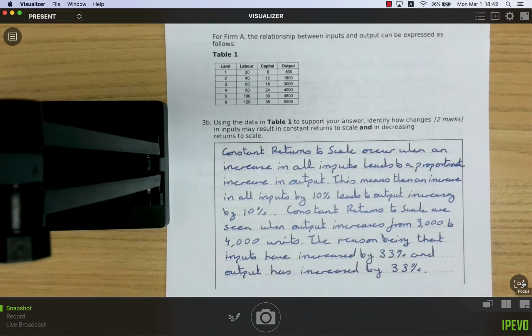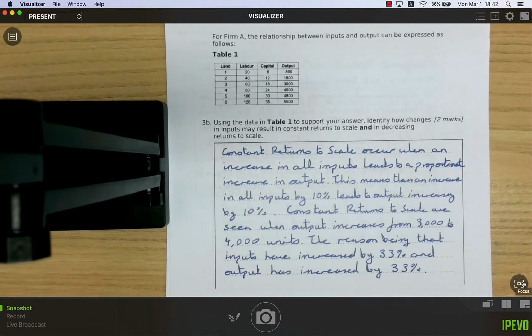Well, I gave the definition here just so you could understand it better. You do not need to write down the definition for a question like this. I just want you to know what it is. So constant returns to scale occur when an increase in all inputs, all the factors of production, leads to a proportionate increase in output. What does that mean? This means that an increase in all inputs by 10% leads to output increasing by 10%. It's constant. Whatever percentage you increase, if you double inputs, output doubles. It's the exact same.